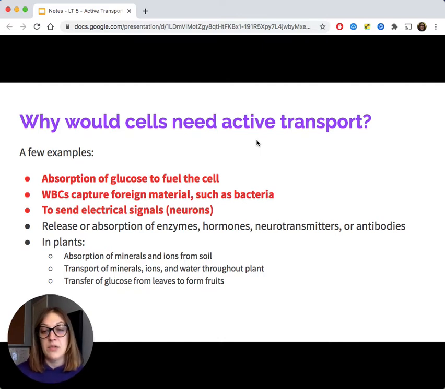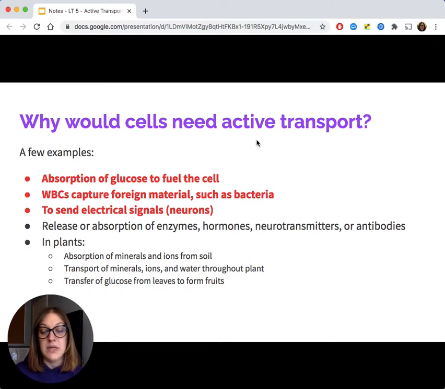Another great example is when white blood cells might capture foreign materials, such as bacteria. Your neurons rely on active transport. We're going to talk about the sodium-potassium pump and how neurons send electrical signals because of this process of exchanging molecules from where there's few of them to where there's already many in order to carry some kind of electrical current. Other examples are the release or absorption of enzymes, hormones, molecules, neurotransmitters, and so on and so forth.